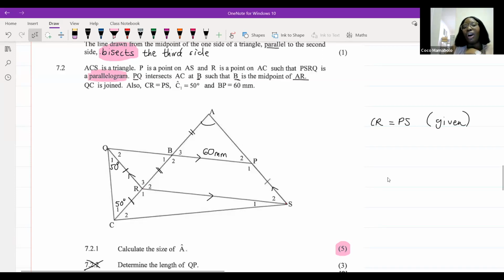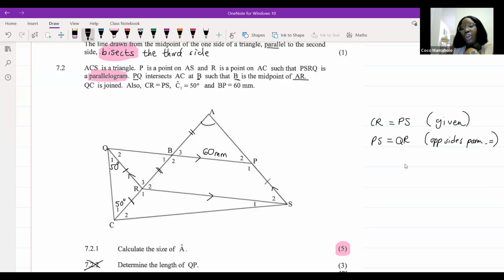Good. PS is equal to QR. That's not given to us. Why can we say that PS and QR are equal? Good. It has something to do with opposite sides. Correct. Opposite sides of a parallelogram are equal. Excellent. Yes, Remufilwe, you're onto something there.